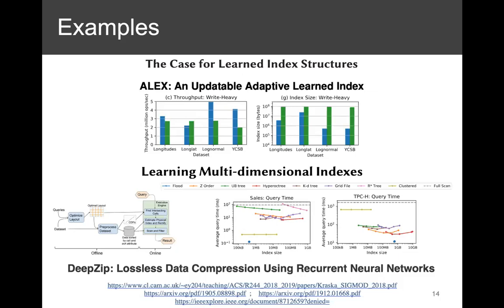However, deep learning is also being used for a lot of other things. So for example, the paper at the bottom talks about data compression schemes using recurrent neural networks, which is a classic deep learning method.